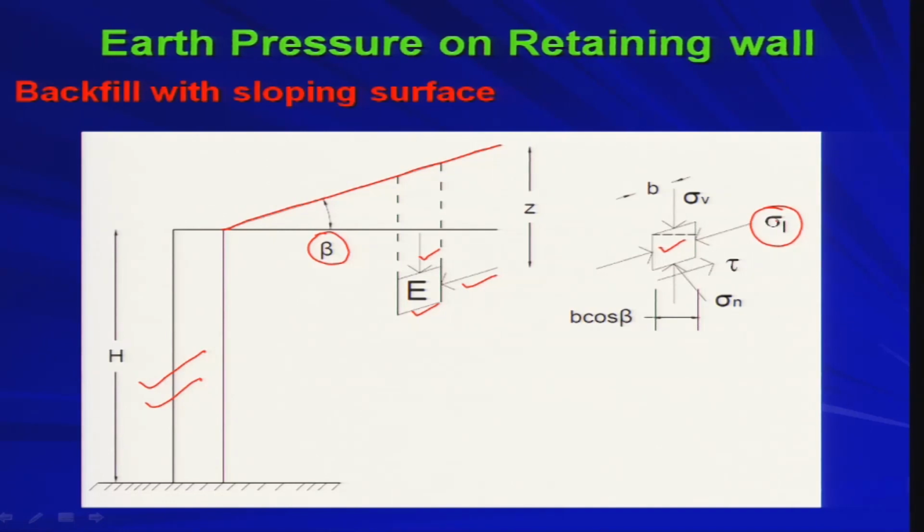So, inclined lateral pressure. Now, sigma V is the vertical pressure, and B is the inclined length, say. Therefore, the horizontal length will be B cos beta, because the angle of inclination is beta. Now, we can calculate sigma n and tau. Sigma n is the normal stress on this sloping surface and tau is the shear stress along this sloping surface.